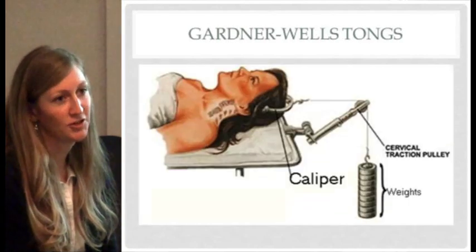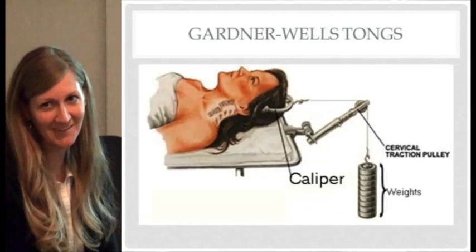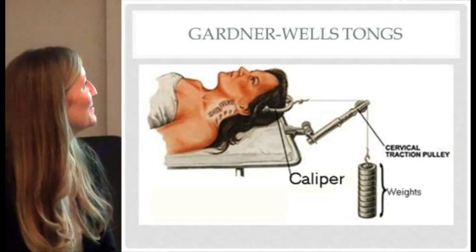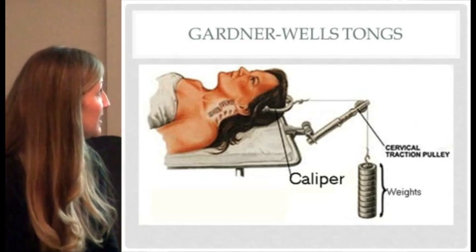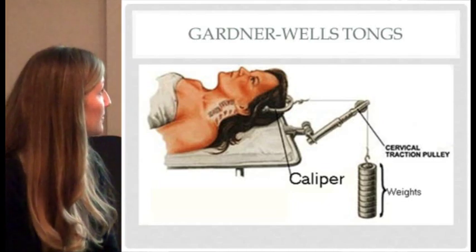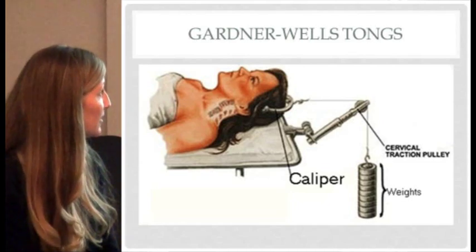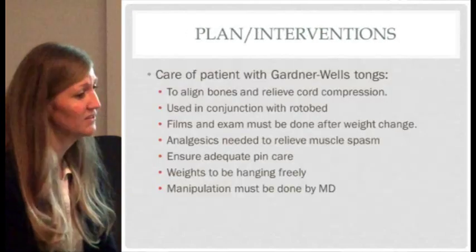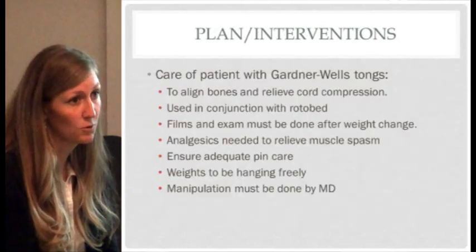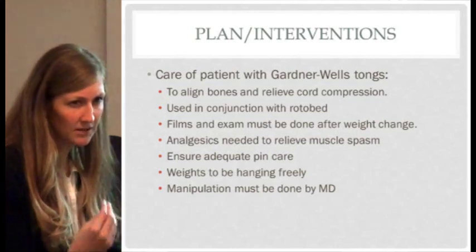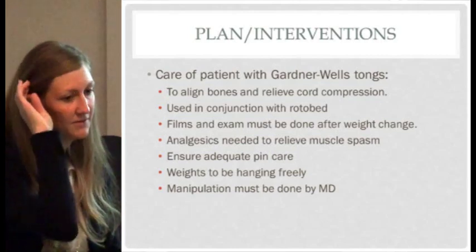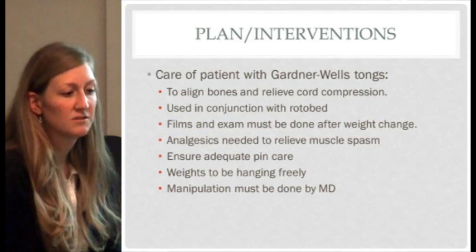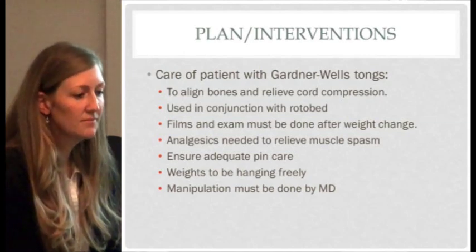Gardner-Wells tongs. I'm just going to show you what it looks like so you know what I'm talking about. Go back to the slide. This is just kind of traction for someone who may have had a subluxation of the spine, or a spinal cord injury due to displacement. So this basically aligns the bones and helps relieve cord compression. It kind of alleviates the symptoms of shock and whatnot, but it doesn't fix the problem by any means. The injury has already occurred.